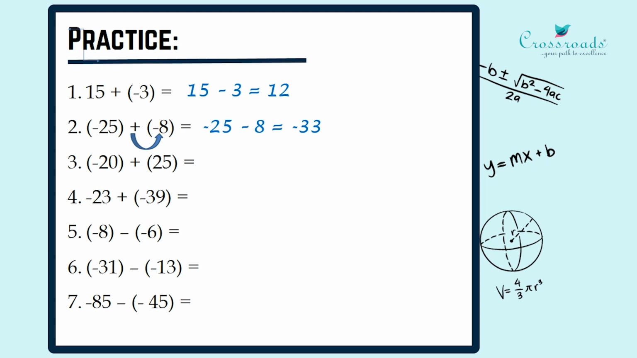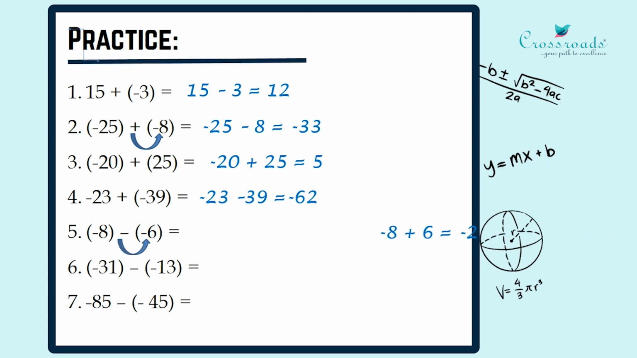The next one, minus 20 plus 25. One is a negative number, one is a positive number. We're going to take the difference and retain the sign of the greater number. So the difference is 5. Here the greater number is 25 as it is positive. Hence the resultant sum is going to be a positive integer. Minus 23 minus 39 is going to give a resultant sum of minus 62.